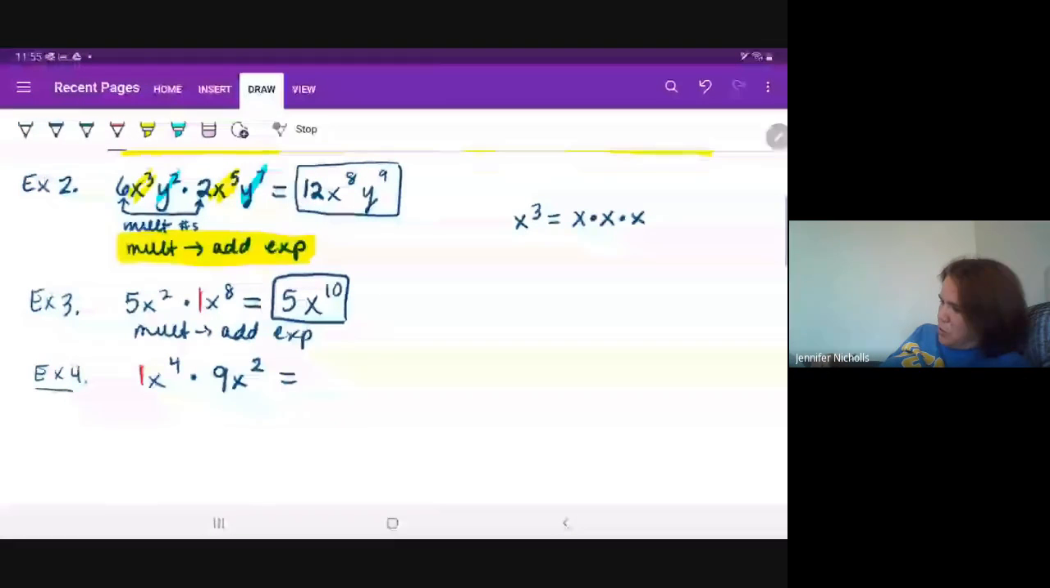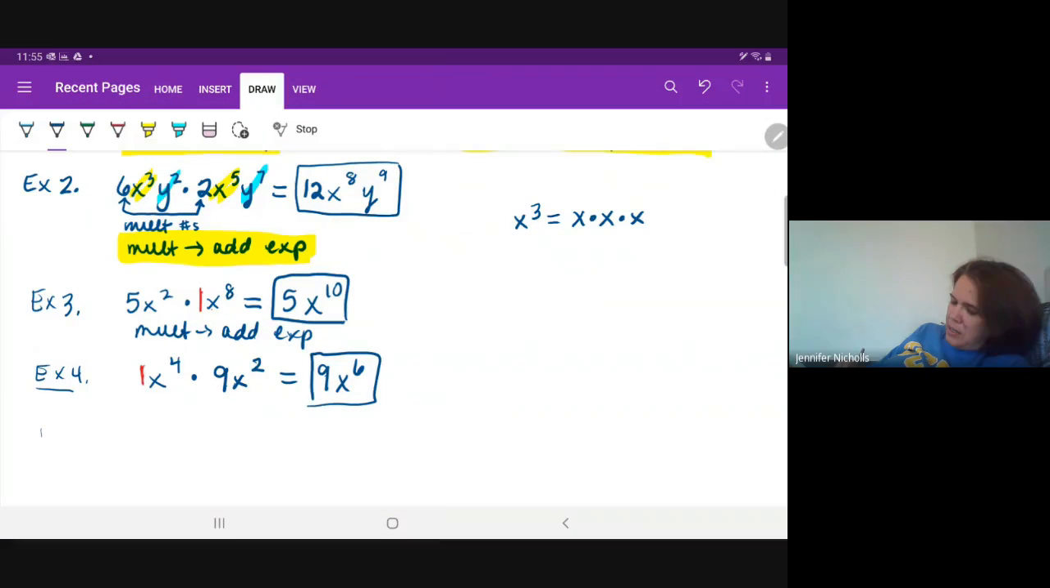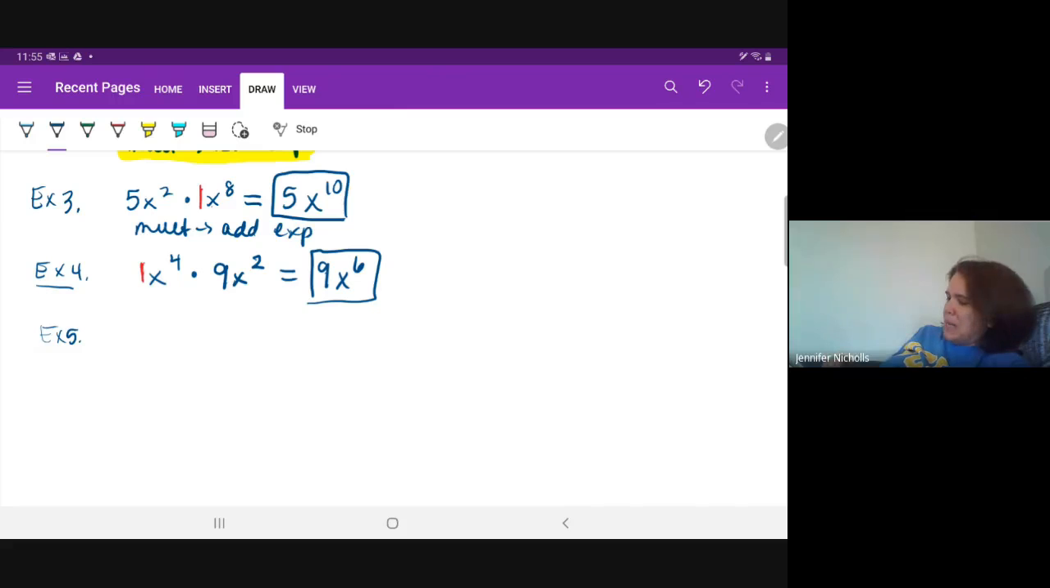I agree. So 9, no reason for the change in colors. So 9, you multiply the numbers, and then you add the exponents. Okay, so let me show you another one. Okay, so this one's going to be missing something else.